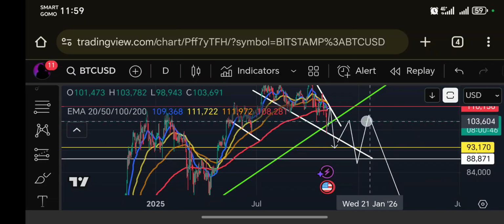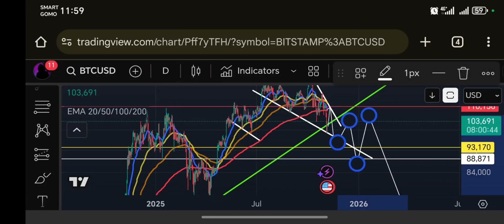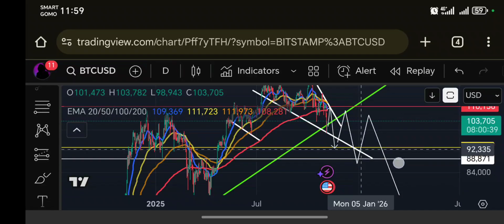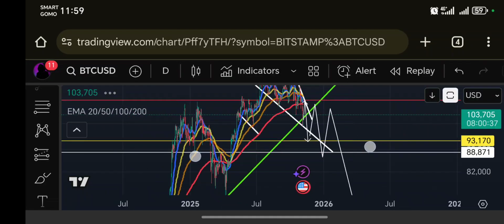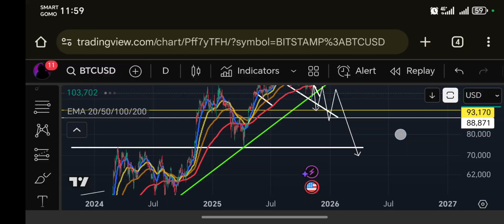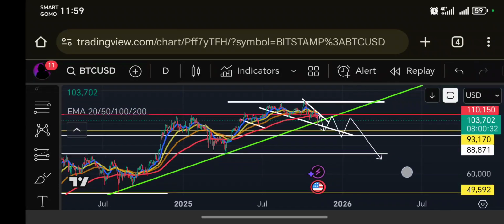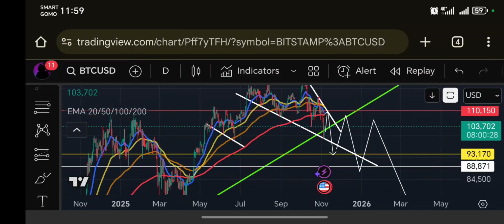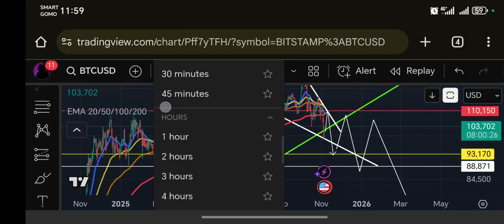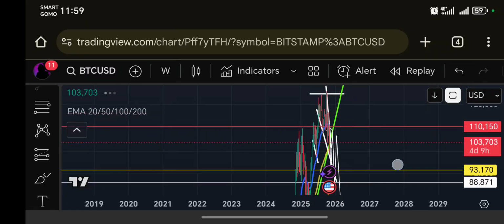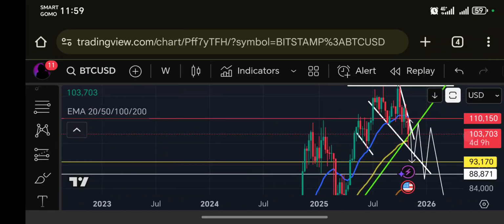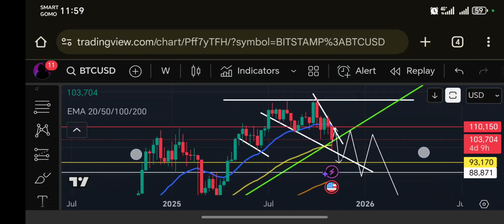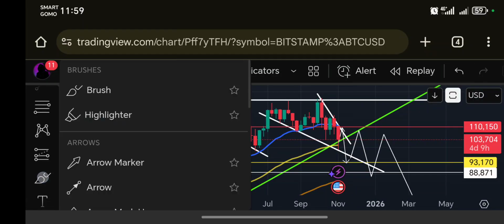Okay, if we can't bounce here, maybe we can bounce above this trend line, but get rejected, and then we're gonna go down. The price that would go lower, I'm gonna talk about in the next video. But right now let's focus on another scenario. Let's go back to the weekly time frame. This is the bullish one.